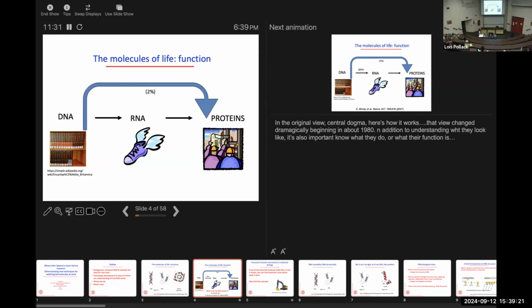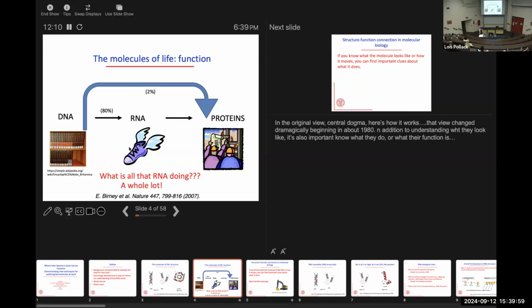But with time, it became known that only about 2% of what was written in this encyclopedia actually made it all the way to proteins, right? And so only 2% of that information coded for proteins. And so for a while, everybody thought, well, the rest is just junk. It doesn't do very much. But surprisingly, 80% of it actually got turned into RNA, right? So a lot of this DNA is being made into RNA, and that's launched a whole field, trying to answer this question. There's a lot of RNA in cells. What is it doing? And the answer is a whole lot.